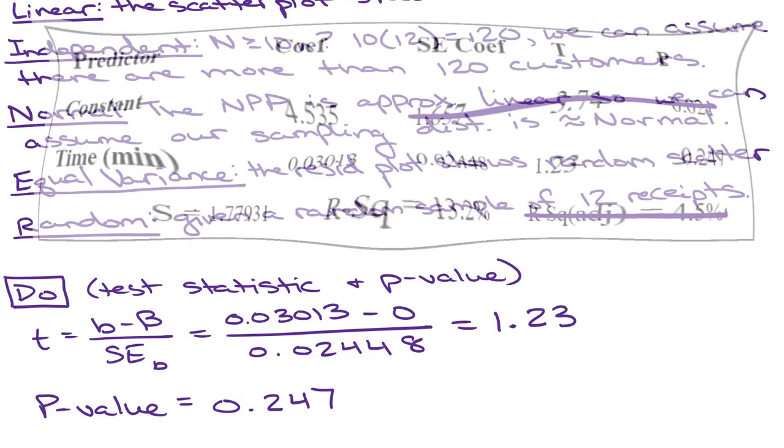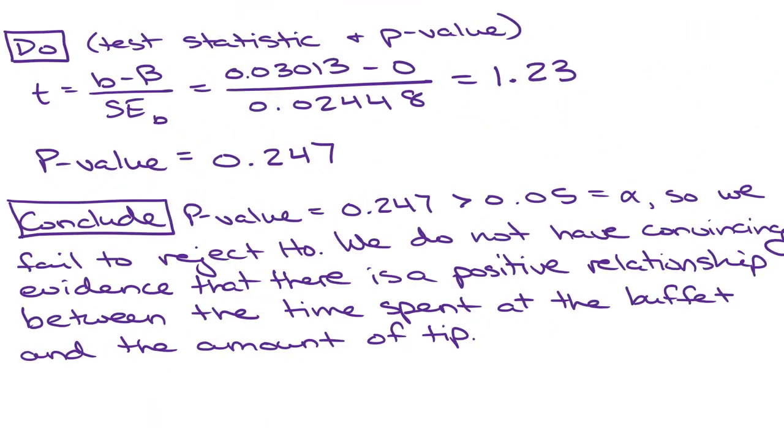Time to conclude. So in conclusion, we'll do our stat talk first. The p-value is equal to 0.247, which is greater than 0.05, our alpha level, so we fail to reject our H naught. And then our context: we do not have convincing evidence that there is a positive relationship between the time spent at the buffet and the amount of tip.